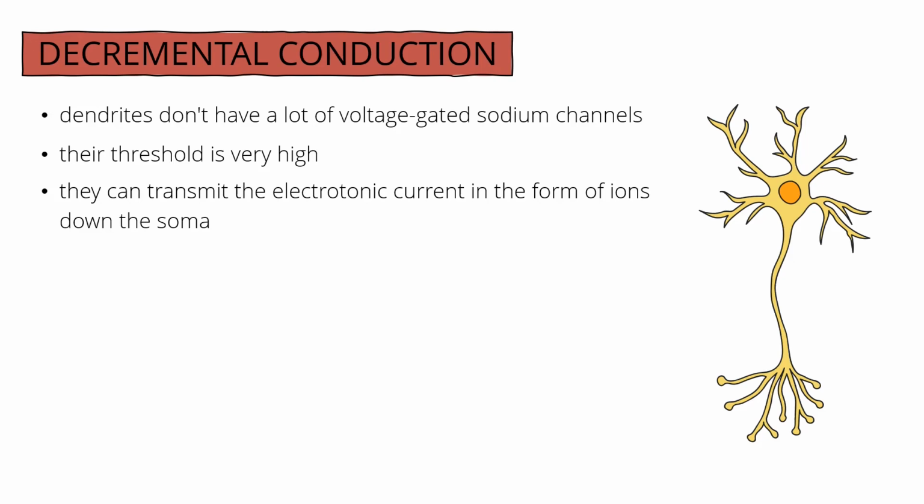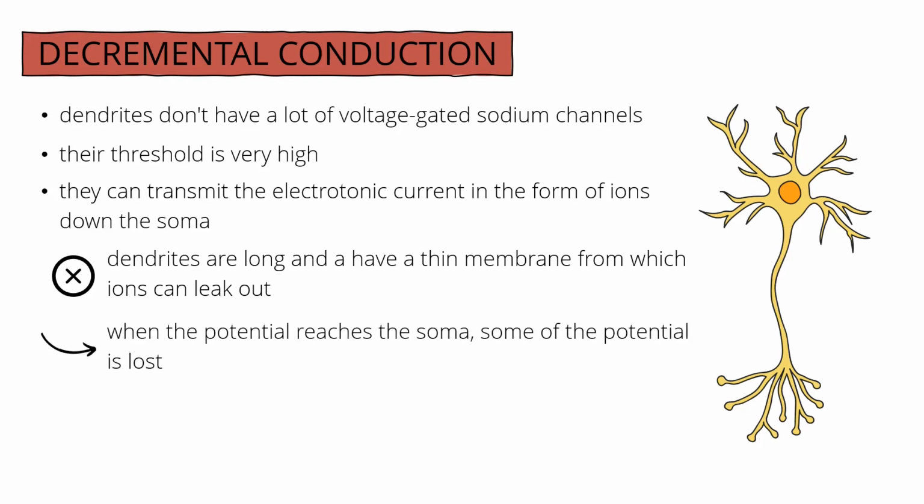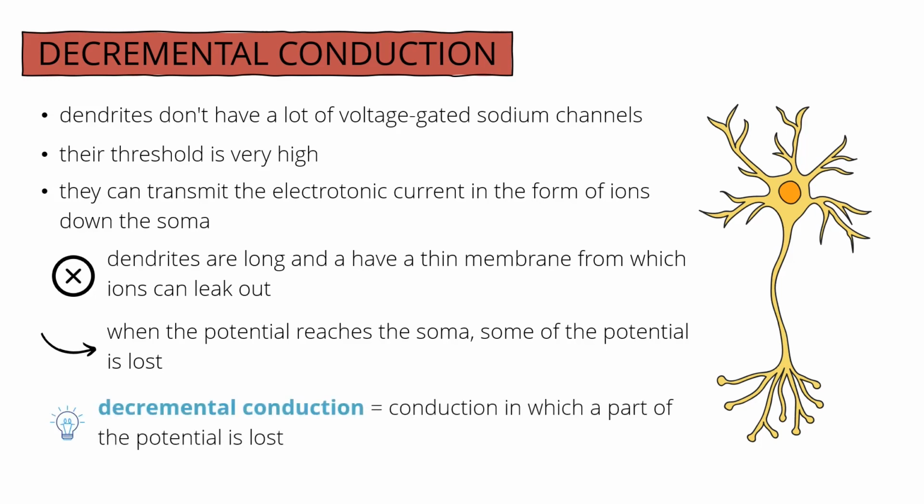the soma. But as the dendrites are quite long and have a very thin membrane, which is also partially permeable to potassium and chloride ions, some of these ions will leak out of the membrane, and some of the potential will therefore be lost on the way. So when the potential reaches the soma, a part of the potential is lost. This way of conduction, in which the membrane potential decreases as it spreads from the dendrites to the soma, is called decremental conduction.